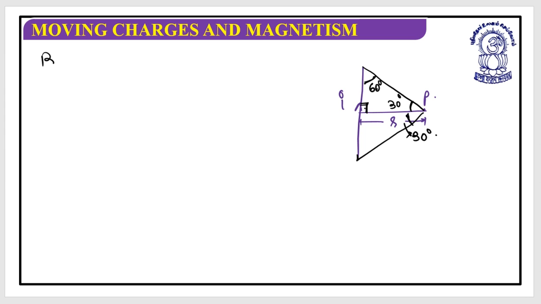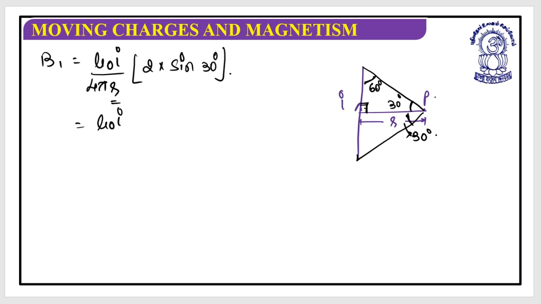So this B1 is equal to mu naught I divided by 4 pi r. I'm going to replace this r at the later part with the bracket sine 30 plus sine 30, that is 2 into sine of 30 degrees. So this is equal to mu naught I divided by 4 pi r into the bracket 2 into sine 30, which is half, so this has gone. So this is equal to mu naught I by 4 pi r. I hope this is clear.